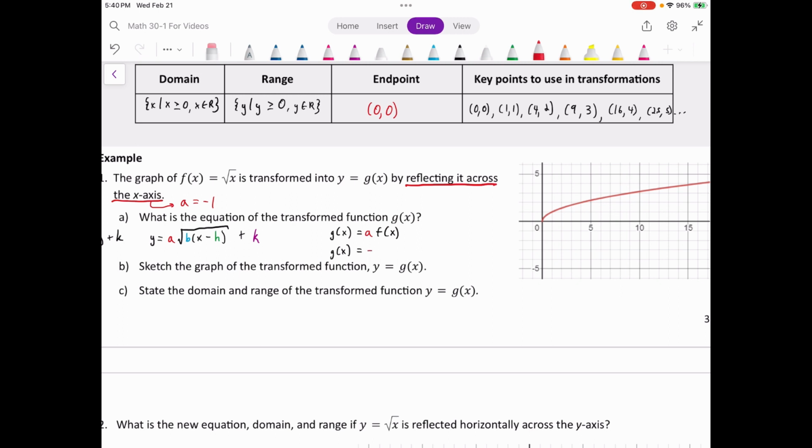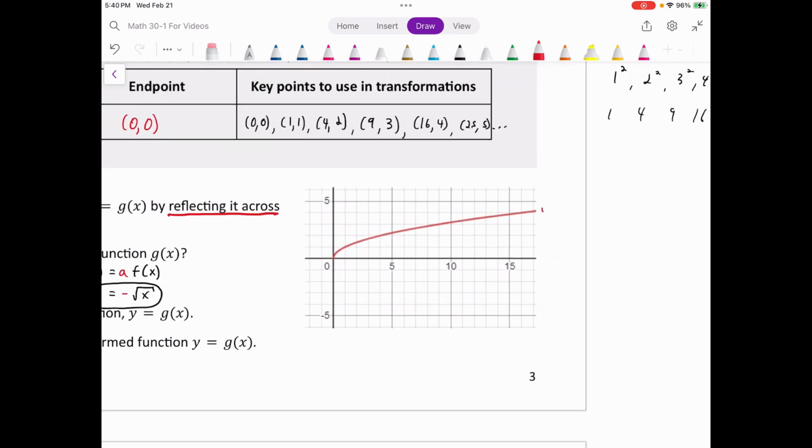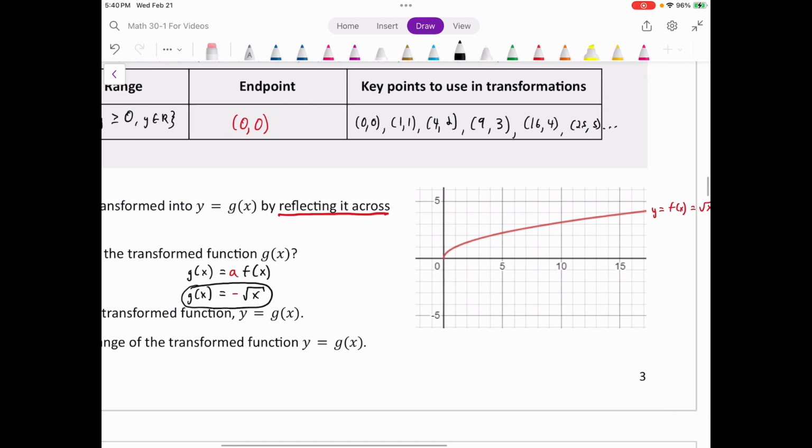So g of x equals negative root x. That is what the equation of the transformed function g of x must be. Now it wants us to sketch the graph of this transformed function, y equals g of x. They were nice enough to give us the graph of y equals f of x, which is just root x. Let's sketch the graph of negative root x.